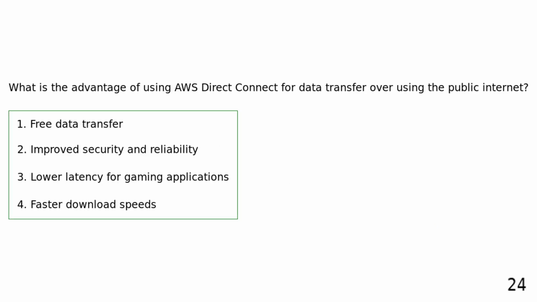What is the advantage of using AWS Direct Connect for data transfer over using the public internet? Free data transfer. Improved security and reliability. Lower latency for gaming applications. Faster download speeds.